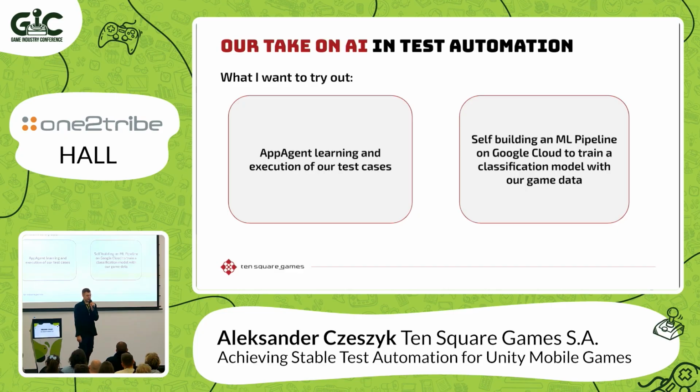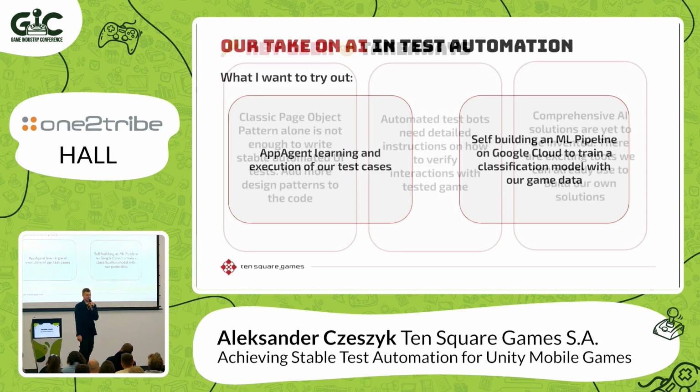But also there is a possibility to train your own machine learning pipeline, for example, on Google Cloud. I'm right now learning how to do it, and I think this is the best way also to try to build your own machine learning pipeline, train a classification model with your game screenshots so that it can recognize elements, and those kind of tests would be the most stable that you can achieve.